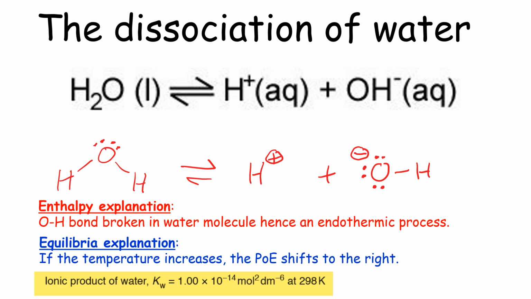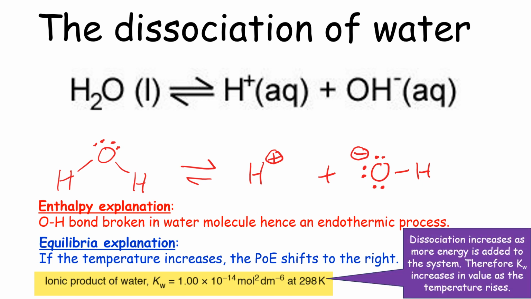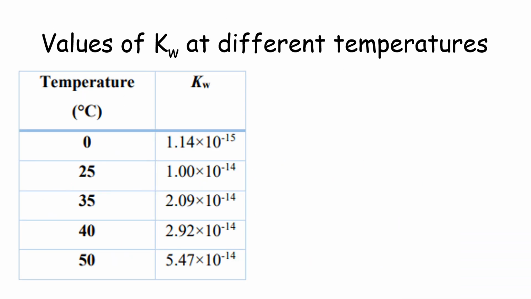So if we take the standard value of the ionic product of water given in data sheets that are provided in A-level exams, it's usually the value that we find at 298 K. So what happens if you increase the temperature? That will make more dissociation happen. Therefore, Kw will increase in value as the temperature rises. So let's explore that for a moment.